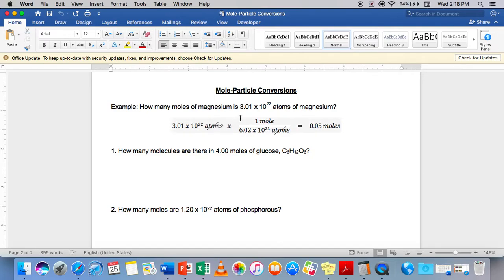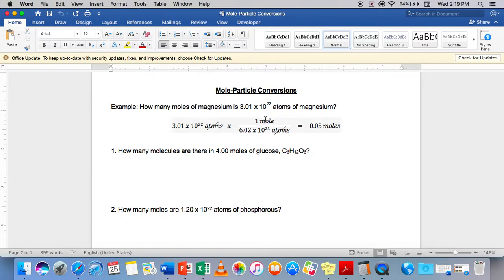So I write down my starting point, 3.01 times 10 to the 22nd atoms. Then I'm going to multiply it by my conversion factor, 1 mole divided by 6.02 times 10 to the 23rd atoms. I changed the particles to atoms because that is the unit that I'm using. By doing this conversion, my atoms will cancel. You can see that here. And the only unit left over is mole, and that is exactly what I am looking for. How many moles?